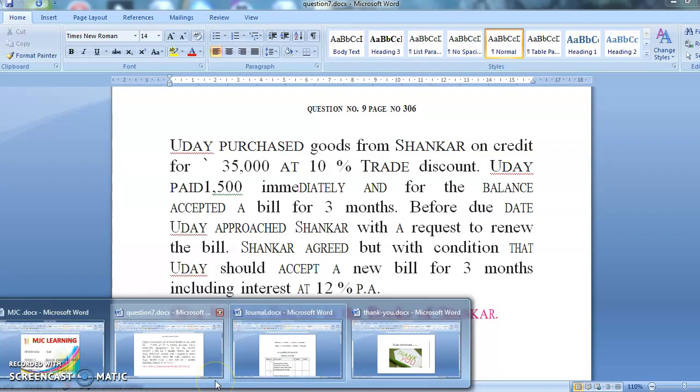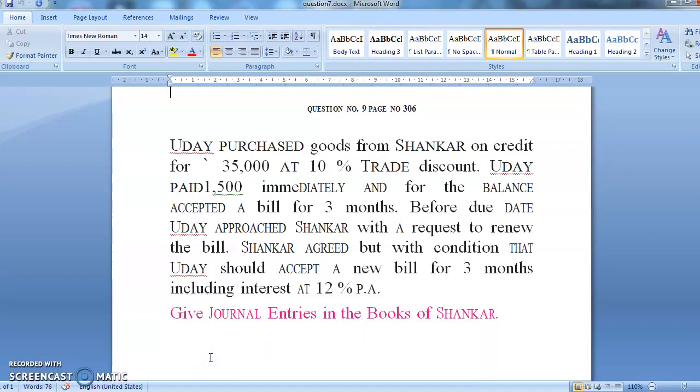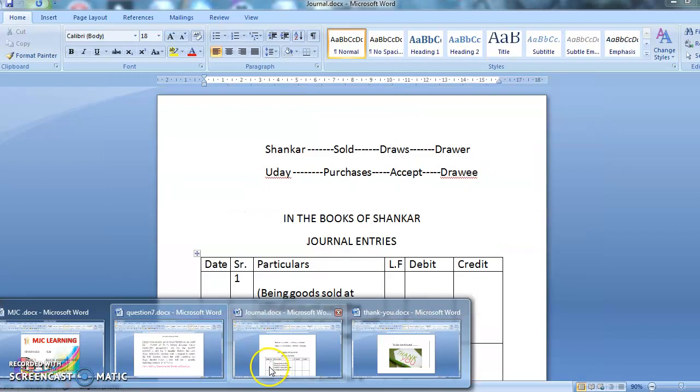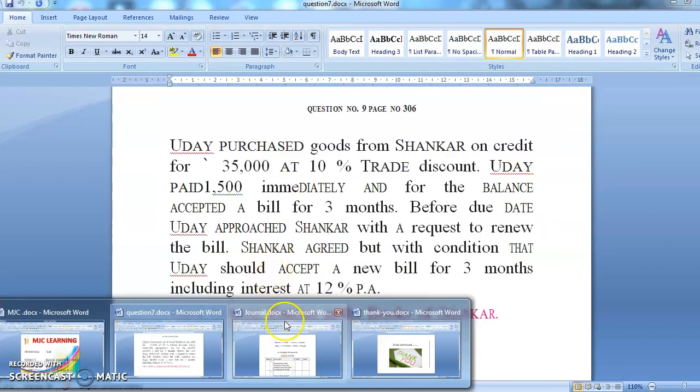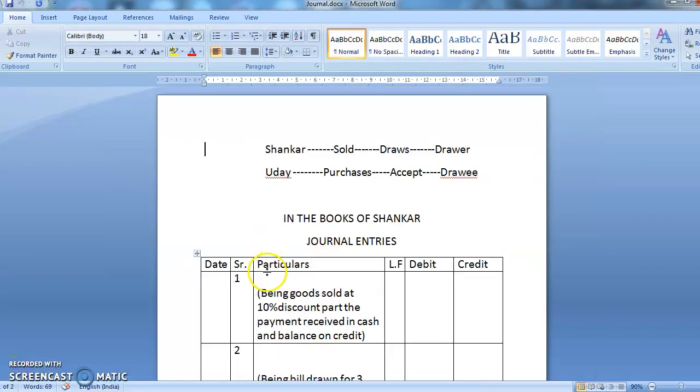Now let's just read the last line, what the question is demanding from us. Give the journal entry in the books of Shankar. That means they're asking for the journal entry to be given in the books of Shankar. That means you have to pass the journal entry in the books of the drawer. So Uday has purchased the goods, so Shankar has sold the goods. So what will be the entry? Very simple entry it is.